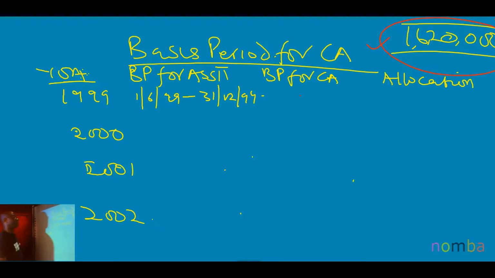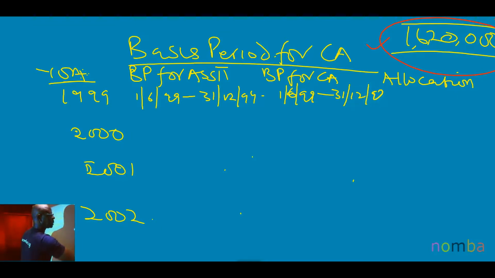What will be the basis period for capital allowance? Note, in all cases, for the first year, the basis period for assessable profit and basis period for capital allowance is the same. I will tell you why. So here we have 1/6/99 to 31 December 99. Why is it the same? Because we don't have a previous year before to compare. We're comparing to see whether we can have coincident, overlap, or gap. So because the first year is always the first year, with no previous year, the first basis period for capital allowance and that of assessable profit is the same.